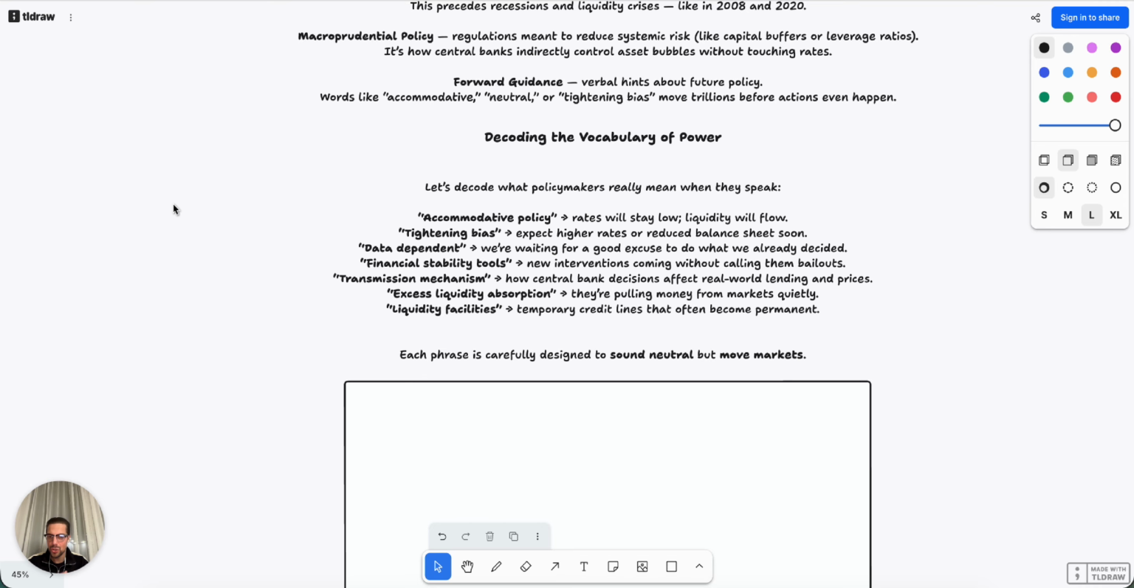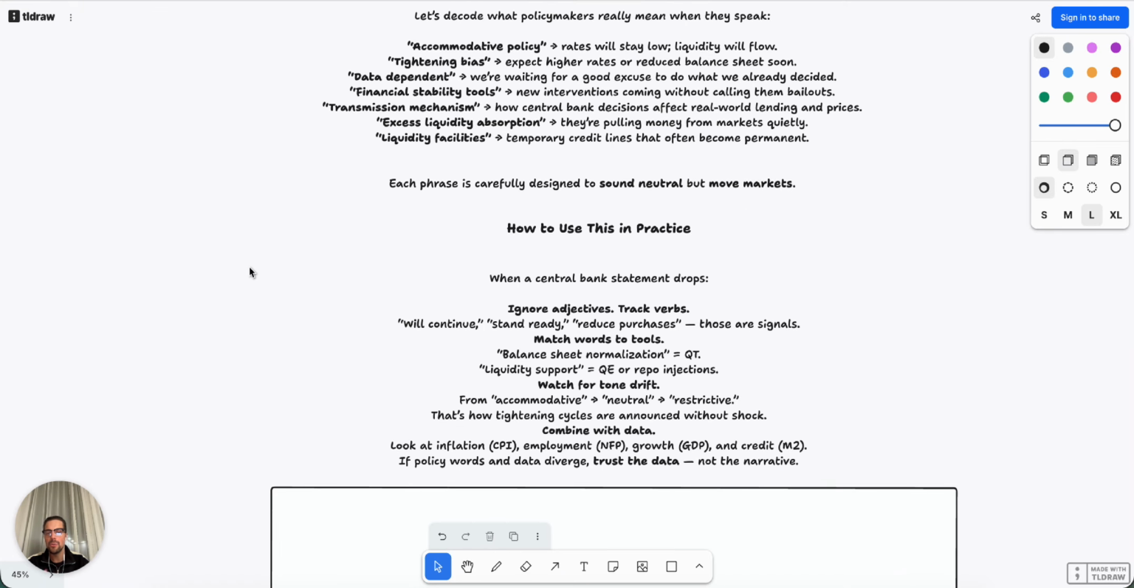So they will start it as a liquidity facility, so to speak, a short-term credit line, but it usually becomes permanent and it just keeps on going. Each phrase is carefully designed to sound neutral so you don't understand it, but it actually moves the markets. And there are certain algos that are following this very precisely, every single little sentence and tone in how they are speaking. So how to use this in practice?